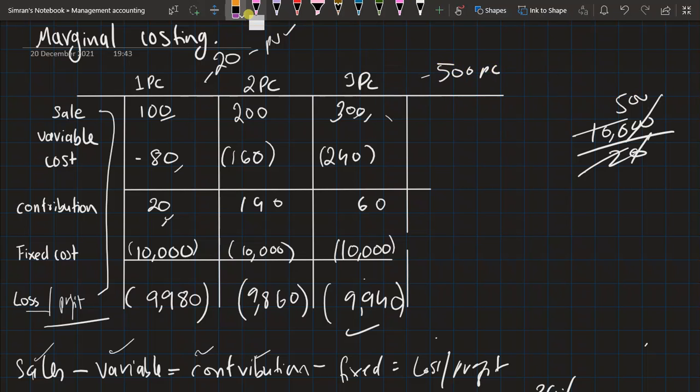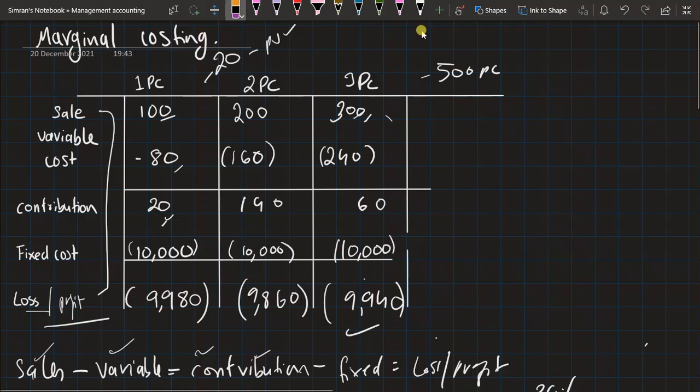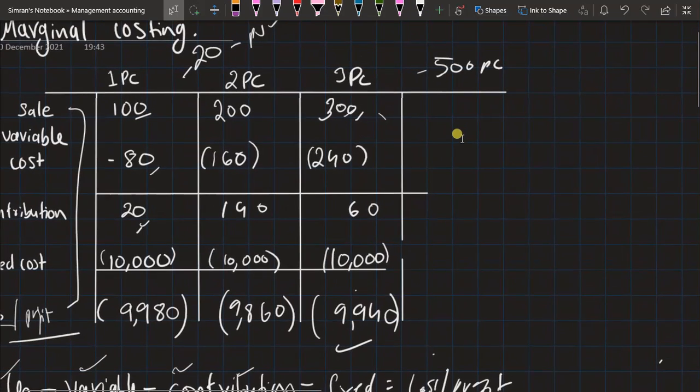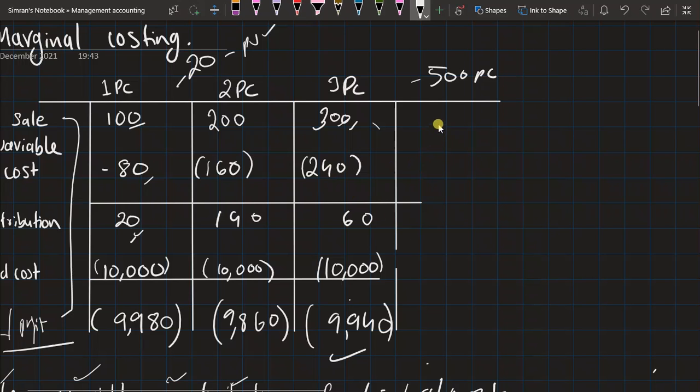Okay, let's check once again if we are correct or not. So 500 pieces means, how much will it be? One piece is 100, so 500 pieces will be how much? 5,000 pieces, sorry. When it comes to numbers I get nervous. Okay, so 5,000 pieces.